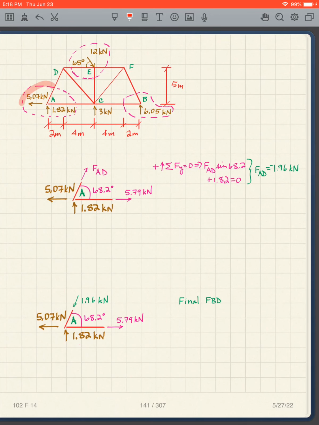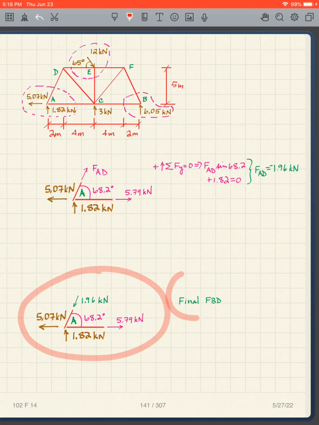And then I can take this one. And again, there are my reactions, so I have to show my reactions here. And again, I can take the sum of the forces in the y direction. Again, I could do the x direction if I wanted to, because there's only one unknown here. So this is going to be FAD sine 68.2 for the vertical, and then I've got the 1.82. And you can start to do this stuff in your head. This comes out negative, meaning it goes toward the point there like that. There's my final free body diagram.